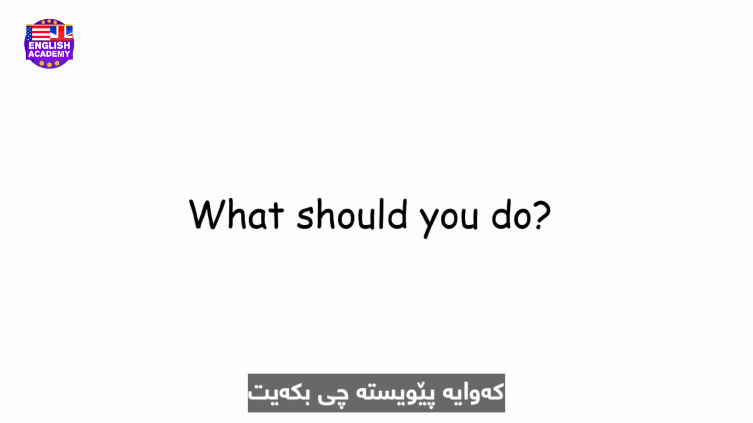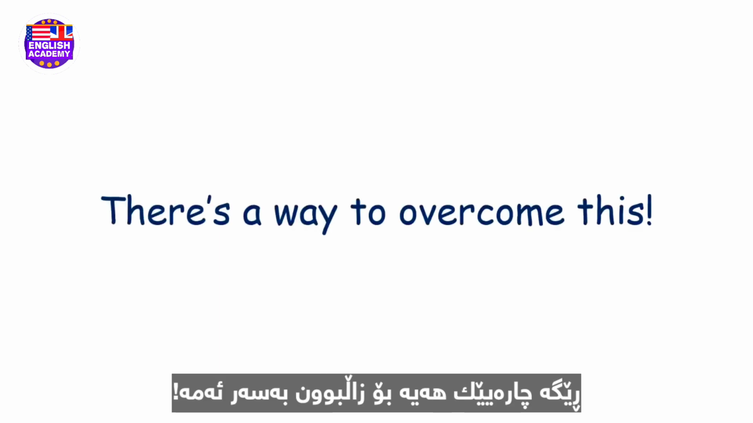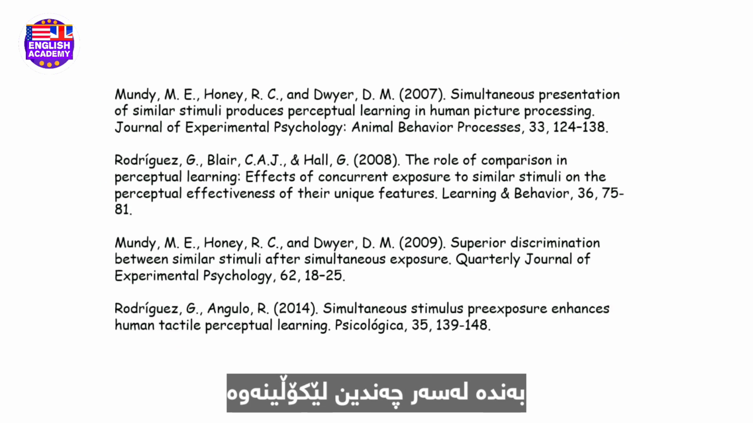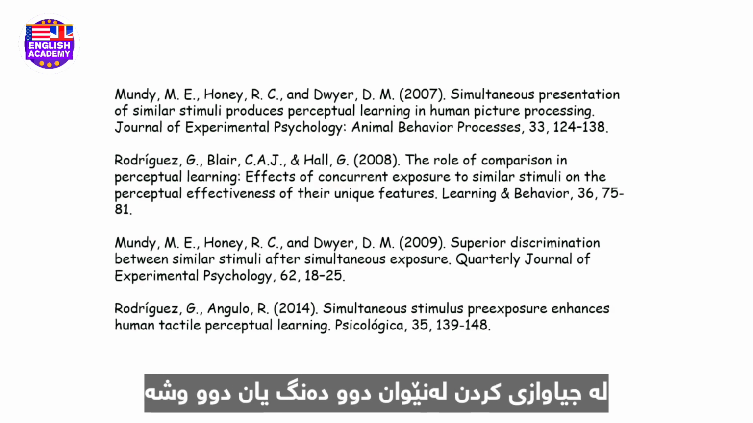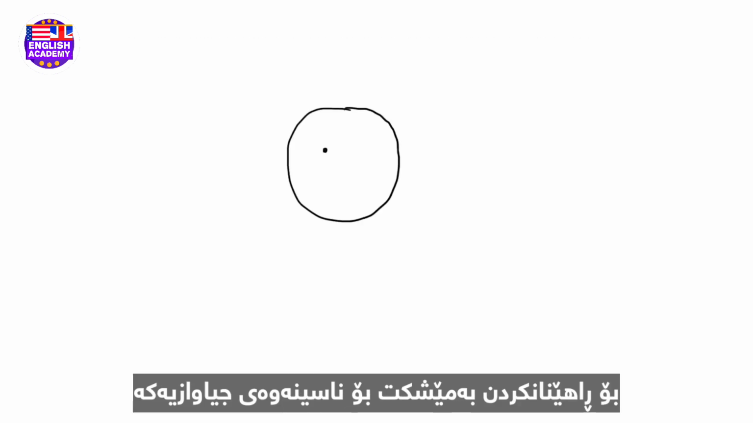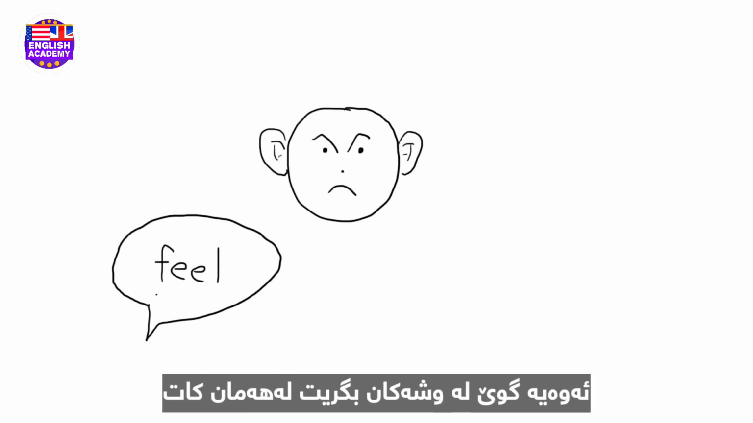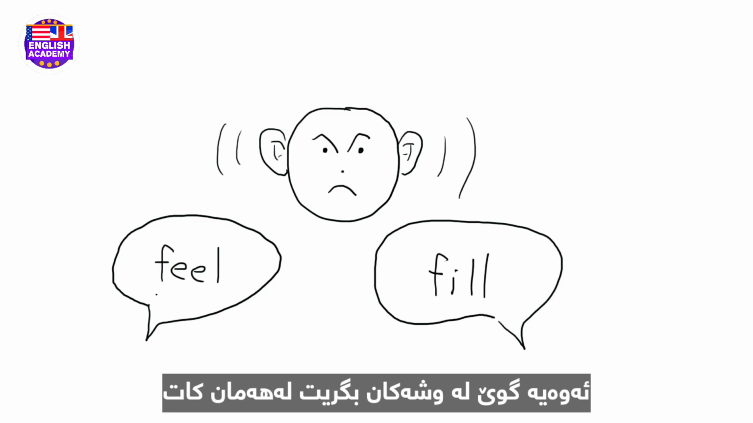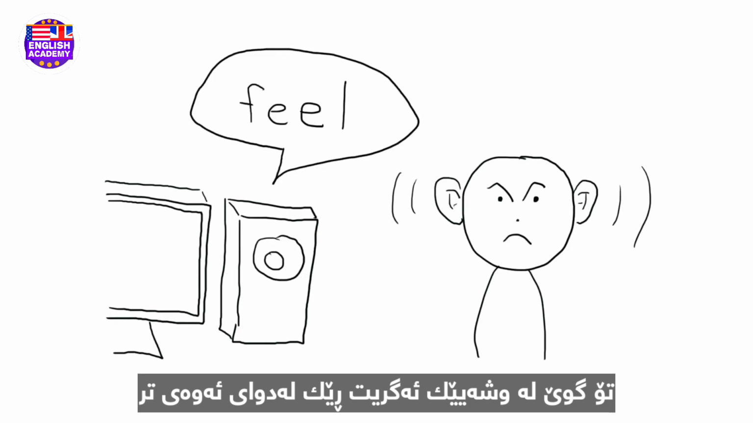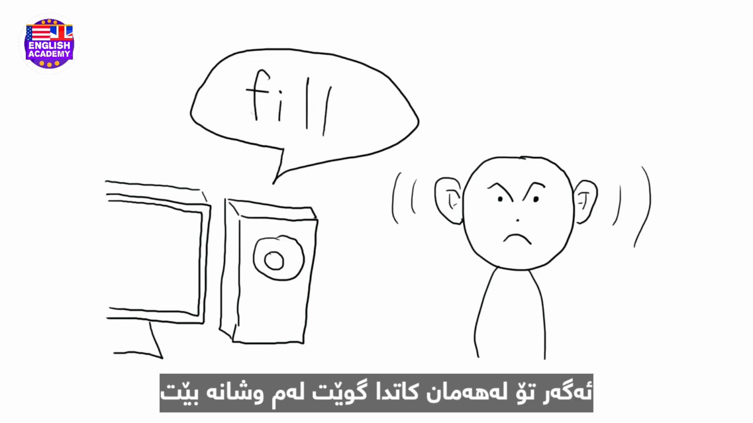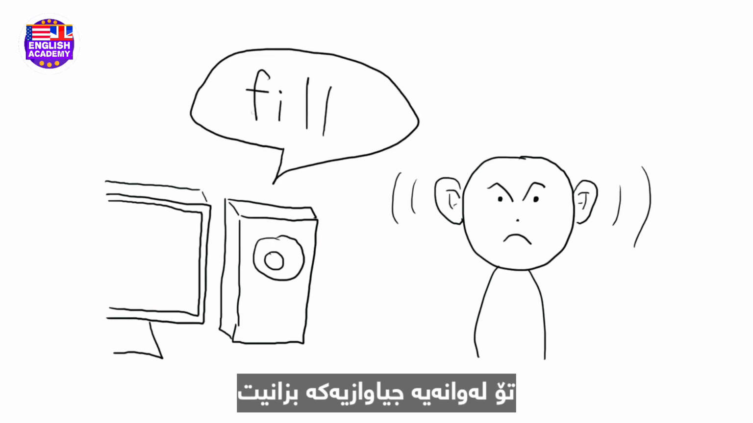So what should you do? Fortunately, there's a method for overcoming this problem, and this method is based on a number of research studies. These studies suggest that if you have trouble differentiating between two sounds or two words, the best way to train your brain to recognize the difference is to listen to the words at the same time. I mean, not exactly at the same time, but you listen to one word immediately after the other. If you hear those words together, you are more likely to notice the difference.